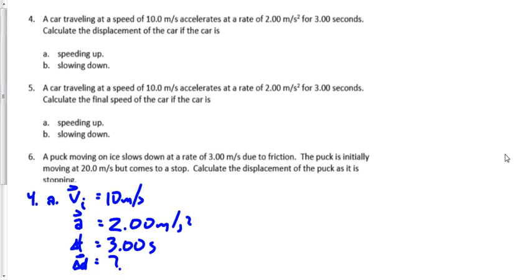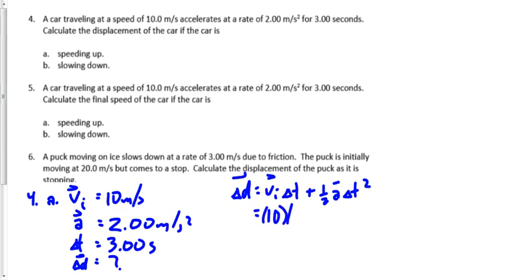VI times T plus 1/2. Okay. So D is equal to VI times T plus 1/2 of A times T squared. That one? Miguel, this one? Yes. All right. Looks good. We've got VI, we've got T, we've got A, we've got T. We're looking for D, so this looks like it works, right? One unknown, looks like it works. So let's sub our numbers in here.